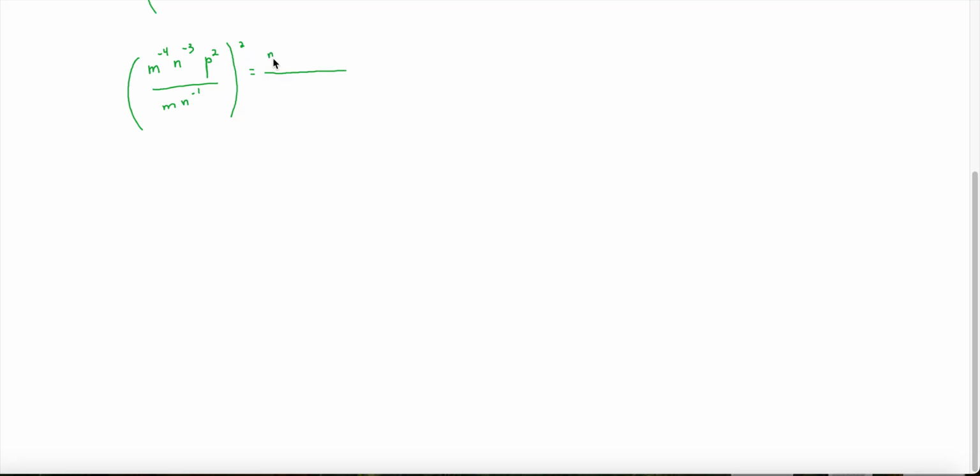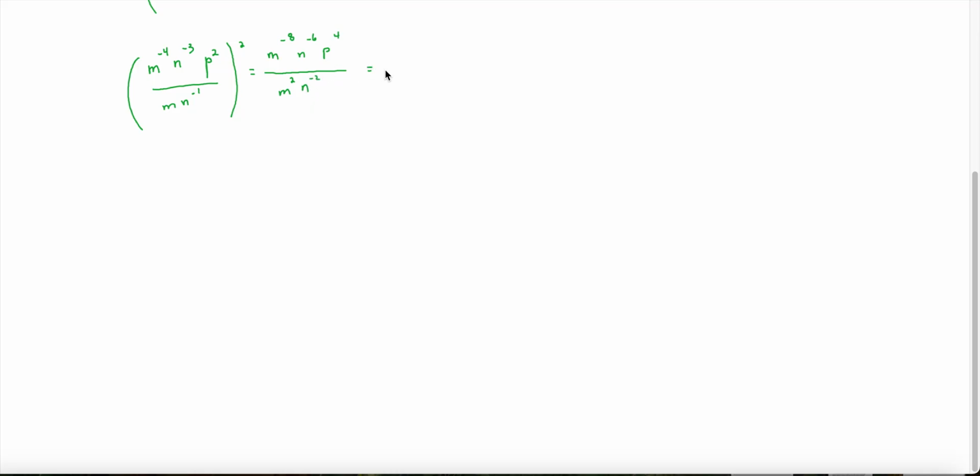So this becomes m to the negative 4 times 2, or negative 8, n to the negative 3 times 2, or negative 6, and then p to the 2 times 2, or positive 4. And now same thing on the bottom. So this becomes m, remember there's an understood 1 exponent, so 1 times 2 is 2, and n to the negative 1 times 2 is negative 2.